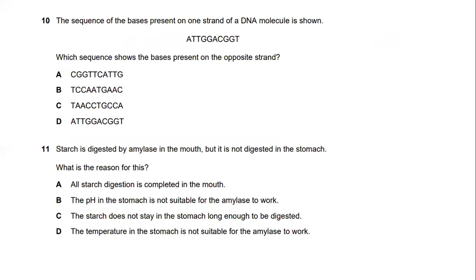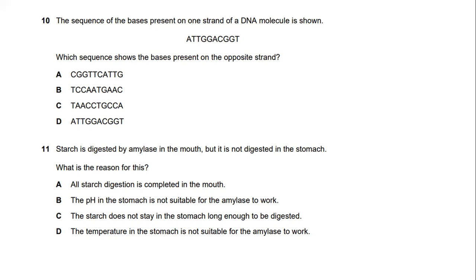The sequence of the bases present on one strand of a DNA molecule is shown: ATT, GGA, CGGT. Which sequence shows the bases present on the opposite strand? So the answer is C. TAA, CCT, GCCA.